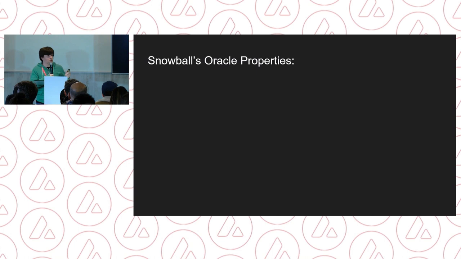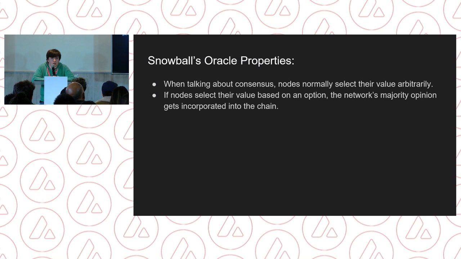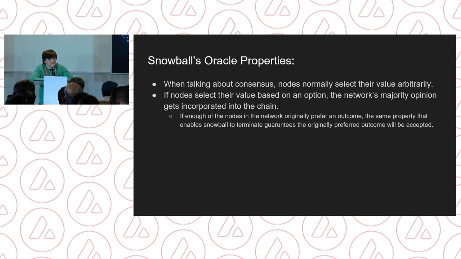For Snowball's Oracle properties, we'd said at the beginning of this talk that we never really care about which values we end up deciding on. Nodes pick them arbitrarily at the beginning. But if nodes select their value based on an opinion, the same guarantees that ensure Snowball finalizes actually guarantee that the network's majority opinion gets incorporated into the chain. So for example, if say 80% of the network originally prefers red, then red is guaranteed to be accepted over blue because of that overwhelming majority.